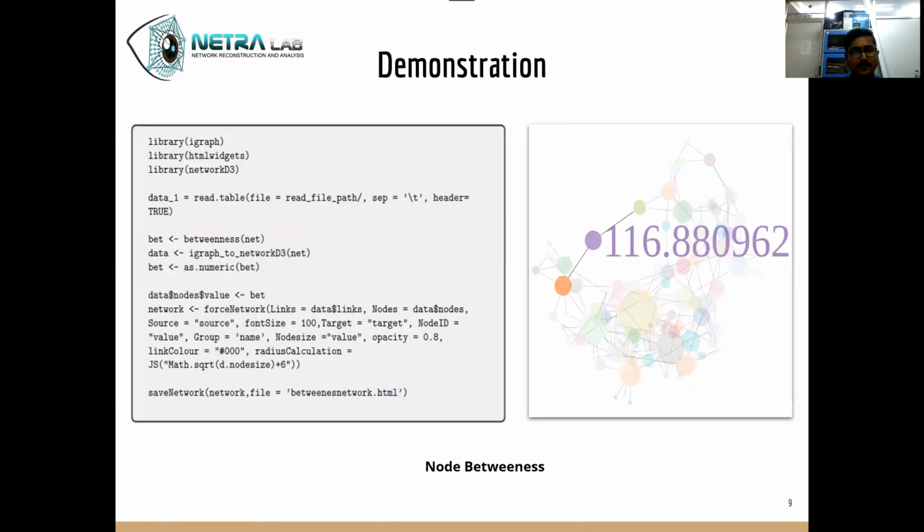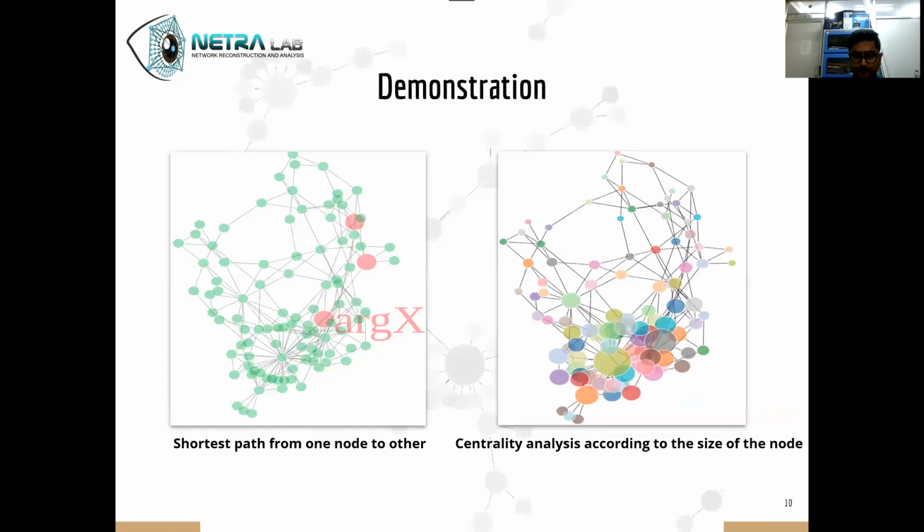So here we have demonstrated a code snippet of the network D3 library that takes in a data set and calculates the betweenness centrality of each node in the network and visualizes it with the value of betweenness of each node. On hover, it shows the value in the graph.